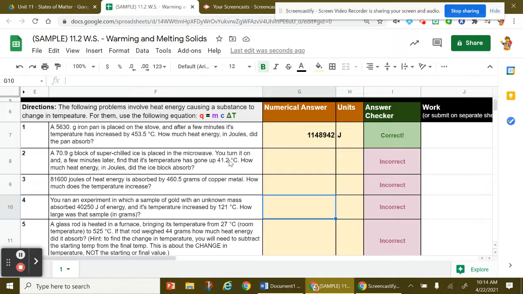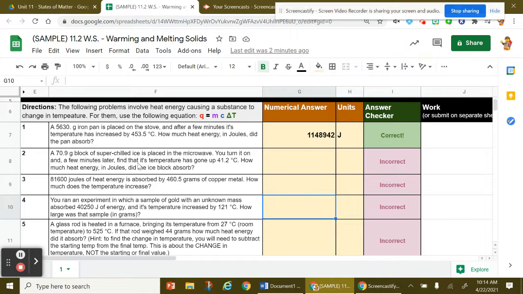So I'm going to just write this stuff down. The mass is 70.9 grams, because grams is the mass. The change in temperature is 41.2 degrees Celsius, because it says that's how much the temperature has gone up. And what else do we know? It's asking us to find the heat energy.